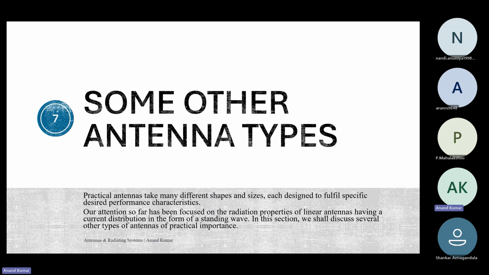Okay, so we'll start with the next module, some other antenna types. Up till now, we have been focusing on the radiation properties of linear antennas and their current distribution. But practical antennas are not always linear antennas, and they come in different shapes and sizes, and each of them is designed for specific desired performance.